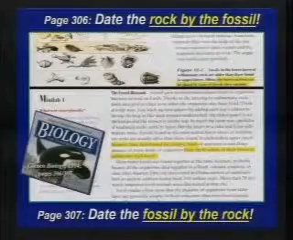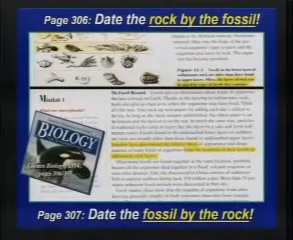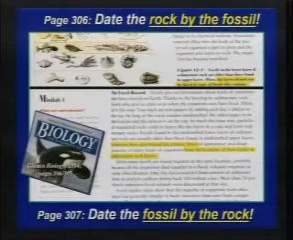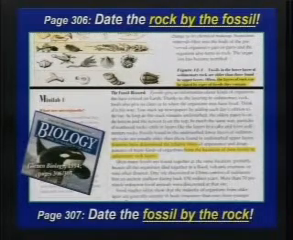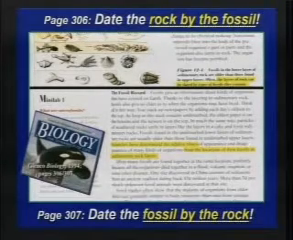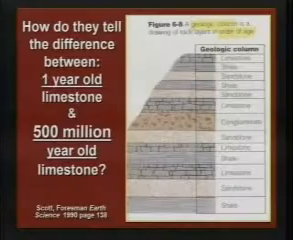In fact, this book on page 306 tells the kids we date the rock by the fossil found in it. Well, where do they get the age of the fossil? Or on page 307, they tell the kids we date the fossil by the rock it's found in. We date the rock by the fossil and the fossil by the rock. It's a total circular argument.